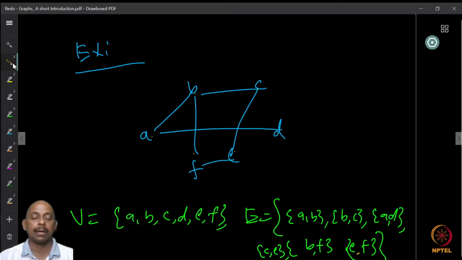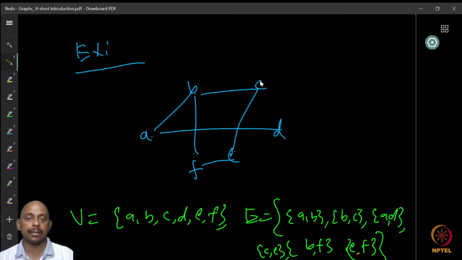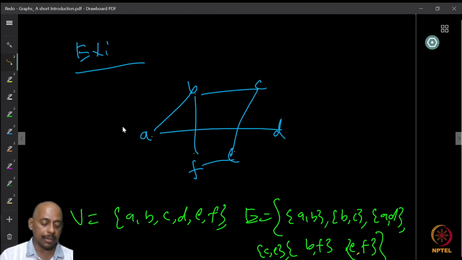Similarly, since B comma C is an edge, I have this connection. Then I continue. I have A comma D, so I add a line joining A and D. Then I have C comma E, so C and E I will connect. B and F I will connect, and similarly E and F I will connect. So then I will get a picture. This is the picture that we got.